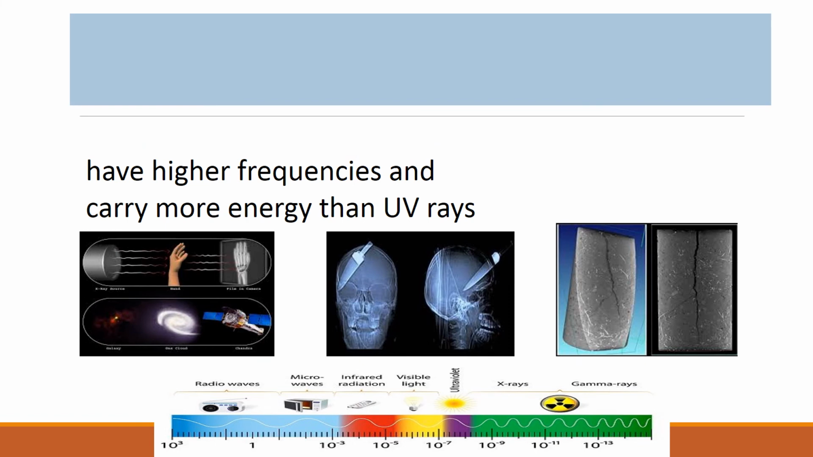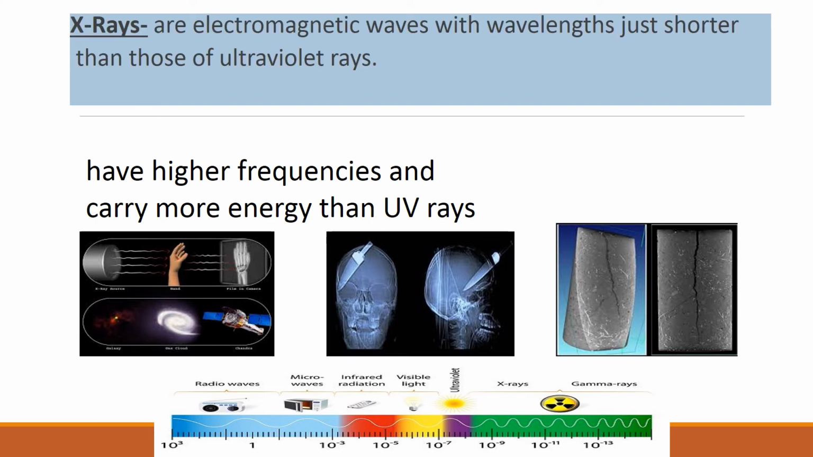I know you are very familiar with the next electromagnetic wave. Yes, you are right. That is X-ray. Electromagnetic waves with wavelengths just shorter than those of ultraviolet rays are called X-rays. Their frequency is just a little higher than ultraviolet rays. Because of their high frequencies, X-rays carry more energy than ultraviolet rays and can penetrate most matter.